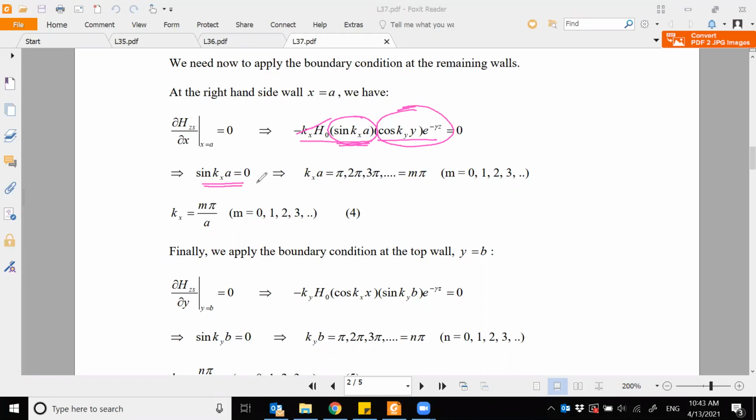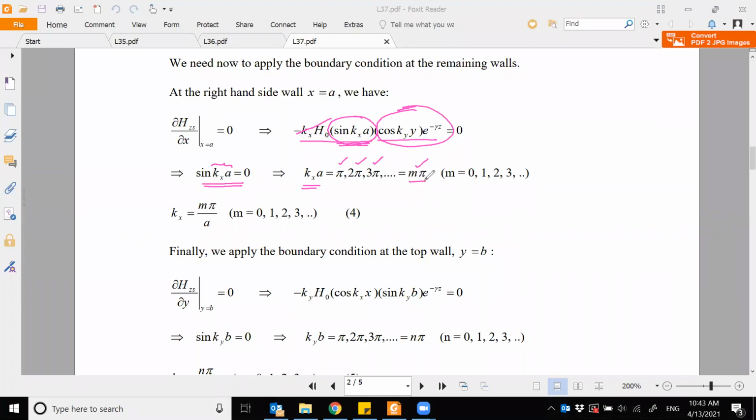And now, when will sine kxA be equal to 0? When this angle kxA is equal to pi, 2 pi, 3 pi. Yes, guys, because this condition is satisfied for various angles, right? Because sine 180 is 0, sine 360 is also 0. So that's why it is m pi.